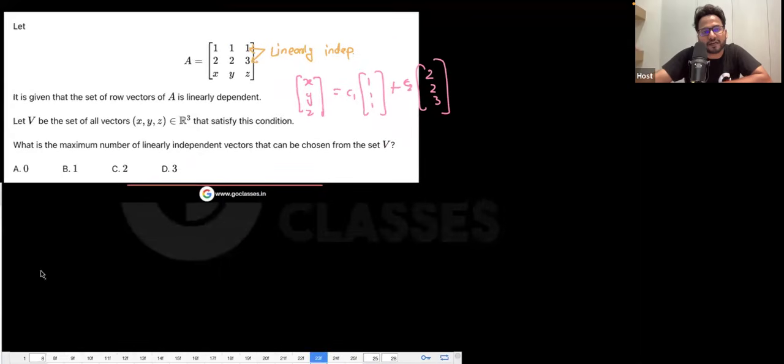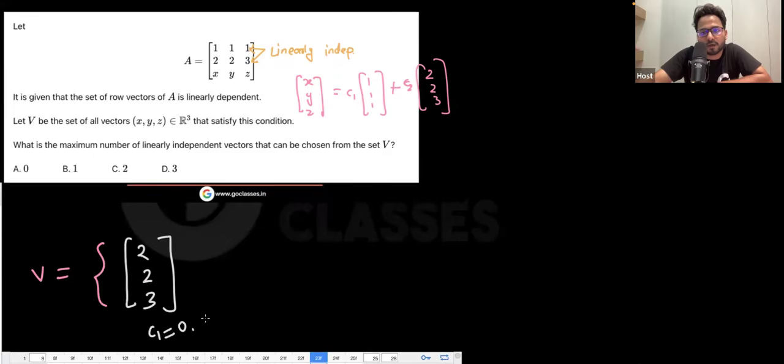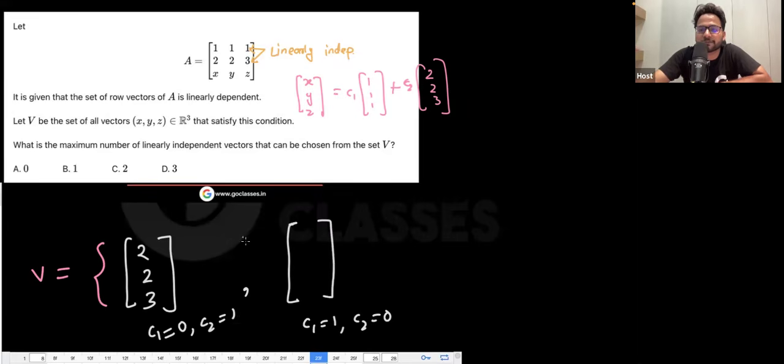This is saying let's make a set V which has all x, y, z. For example, if C1 is 0 and C2 is 1, can you tell me what V will have? For all the values of C1, C2, just tell me. If C1 is 0 and C2 is 1, this will be 2, 2, 3, right? Similarly, if C1 is 1 and C2 is 0, what will this vector contain? This will contain 1, 1, 1, isn't it?